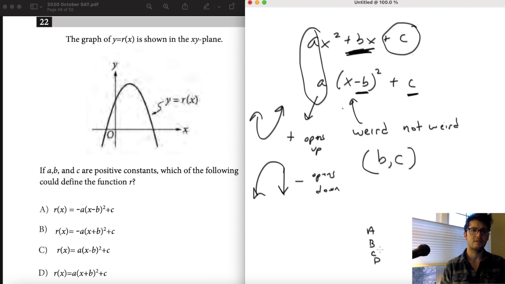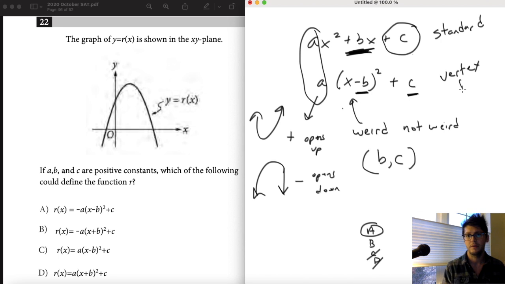They say a, b, and c are positive constants. So negative a is a negative number if a is a positive number. I know that sounds confusing, but it's simple. If a is 2, negative a is -2. So this opens down, and it has a positive vertex, which means I need the weird parentheses negative sign and the positive c. Answer choice A. So that's about knowing those few things about styles of equation. This is called standard form. And then the one that we're asking about here is vertex form.